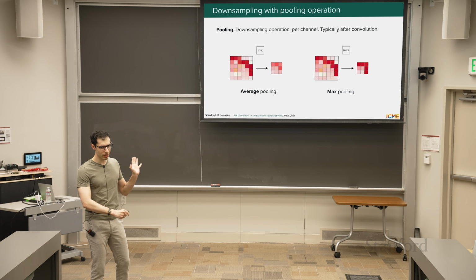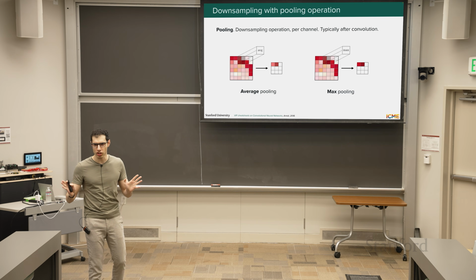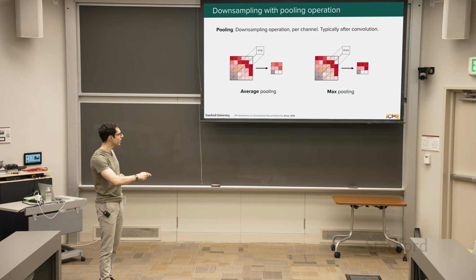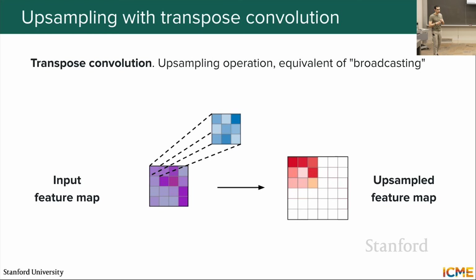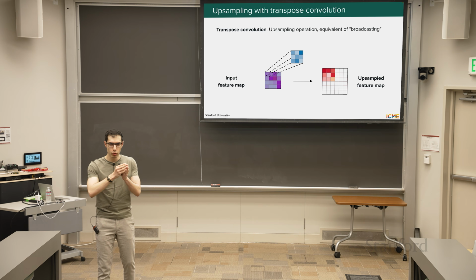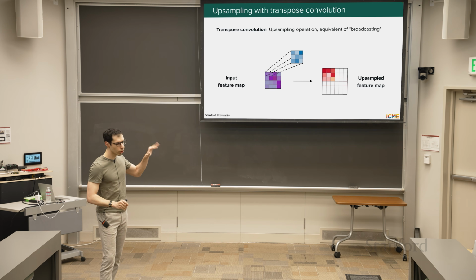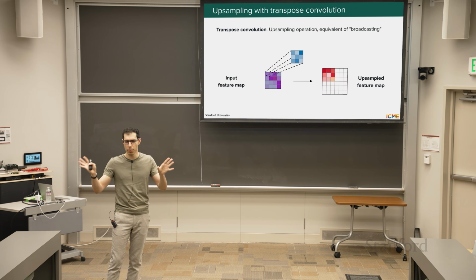So this is just downsampling operations, but I mentioned we want to also be able to upsample. And there is an operation called the transpose convolution that we're not going to go into too much detail on, but I just want to call out that there is an upsampling operation, the transpose convolution, that uses filters to broadcast elements from the input towards the output. So it just upsamples it.